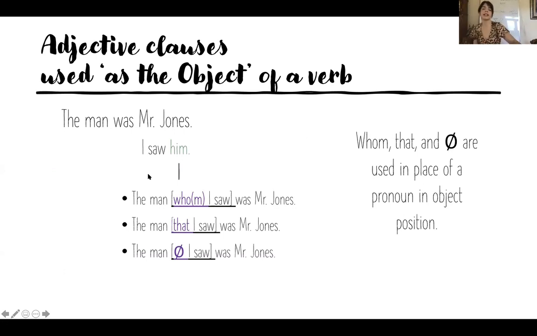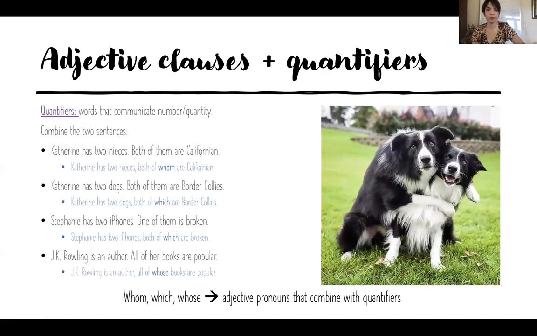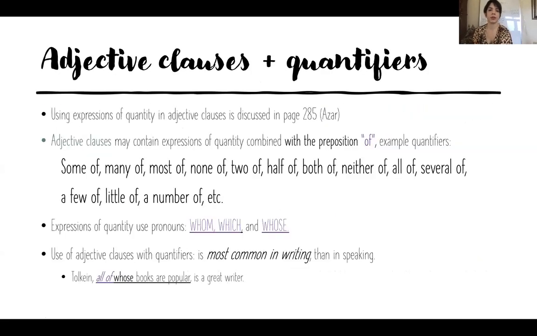So we said last time that adjective clauses can combine with quantifiers, right? And quantifiers are phrases or words that give information about number or quantity. Some of these phrases are listed below.